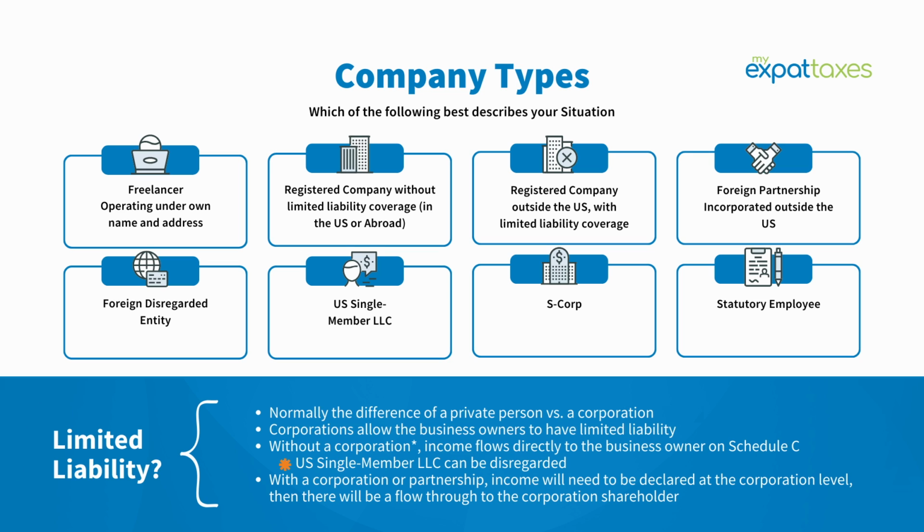You can obviously have a company. So maybe you're not operating under your own name, but you don't have limited liability. You can incorporate a company and say, actually, the company is a separate entity from myself. And so if there's any legal issues, financial issues, the company is its own entity and I have limited liability from that entity. So that is a registered company with limited liability outside the US.